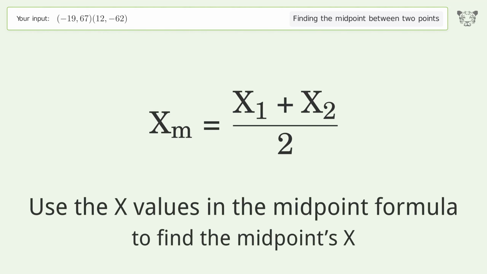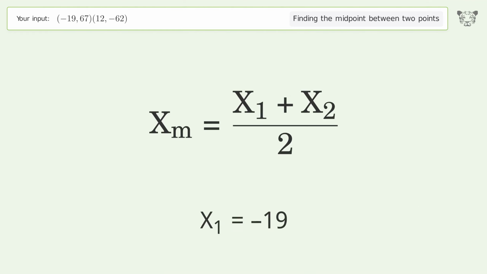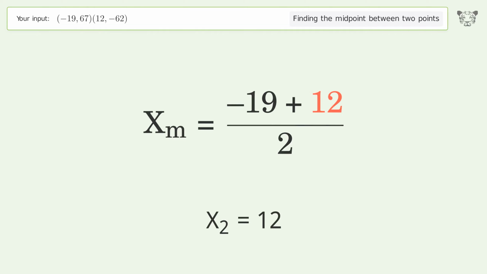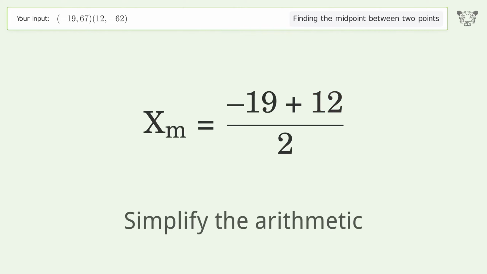Use the x values in the midpoint formula to find the midpoint's x. x1 equals negative 19. x2 equals 12. Simplify the arithmetic.